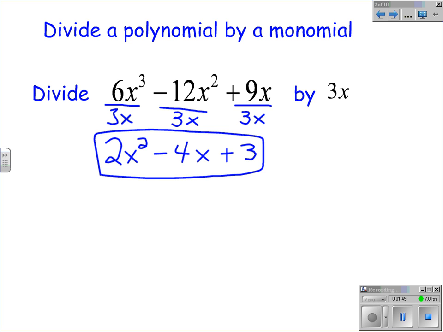You are done. You don't simplify anymore. It just says divide the polynomial by the monomial, and we're done there.